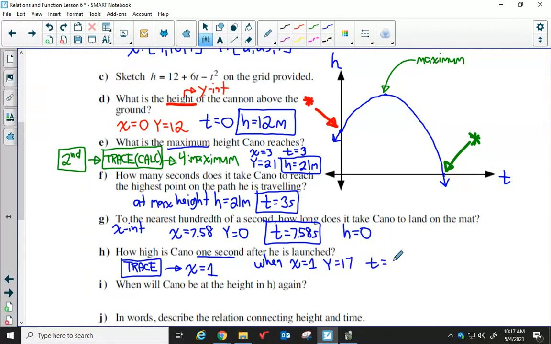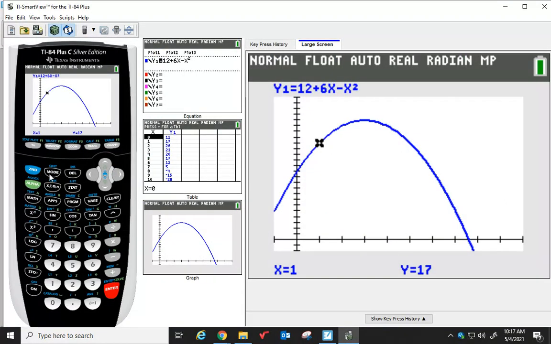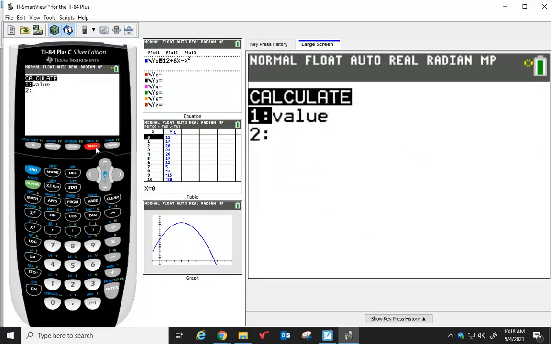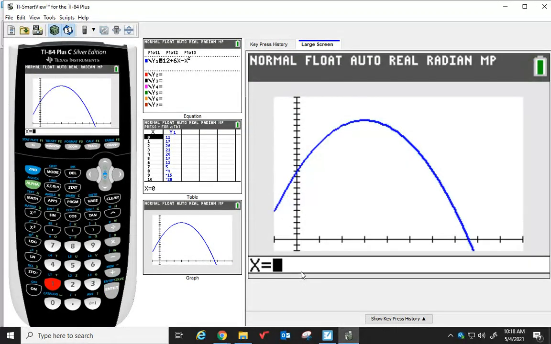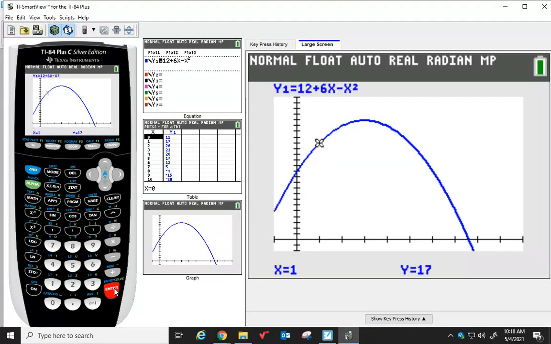So when t is 1 second, your height would be 17 meters. Alternately, you can also use the value function. You could go second, calculate or trace, and then pick value, and it prompts you to enter the value in. So if we want the height at a time of 1 second, just enter 1 here, and it gives you the same thing. It's up to you how you want to do that.